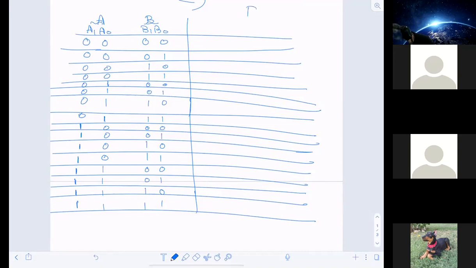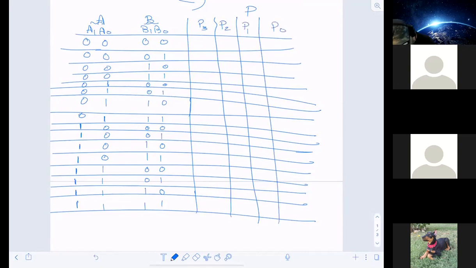Output is in P, so P can be P3, P2, P1, P0. Here are the minterms M0, M1, M2, M3, M4 up to M15. Okay, now we multiply.